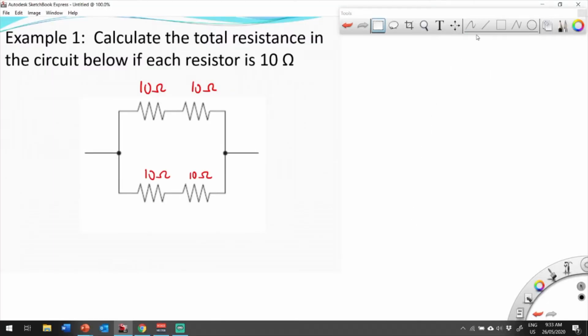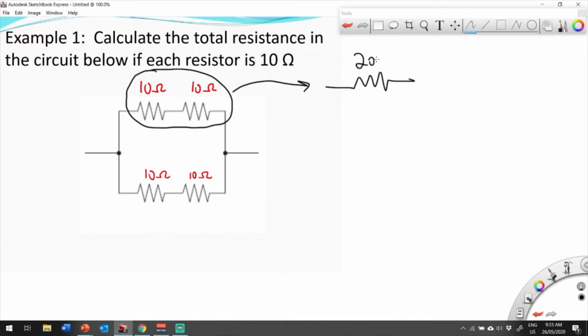Alright, so when you calculate these types of problems, it helps to identify what parts of the circuit are in series and what parts of the circuit are in parallel. Then we can use the series rules for the series sections and the parallel rules for the parallel sections. For example, here, these two resistors are in series with each other, so we can call that an equivalent 20 ohm resistor, because they're in series, so we can just add them together.